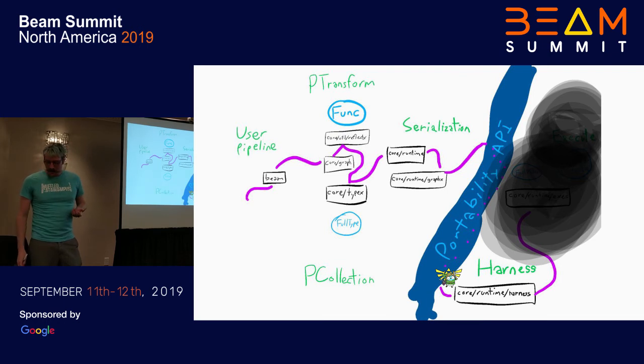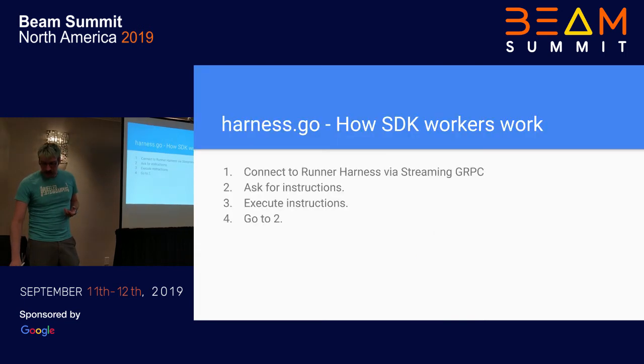At construction, on the worker, the first thing that needs to start up is the actual SDK harness, so that it can start receiving things and understand how that works. The worker harness on the SDK side basically follows these steps. It connects to the runner side of the worker via streaming gRPC, starts asking for instructions, and then it starts executing the instructions. And it just does that until it's killed.